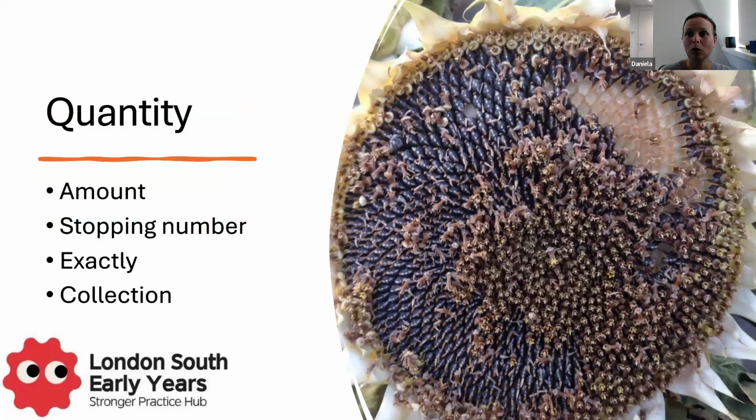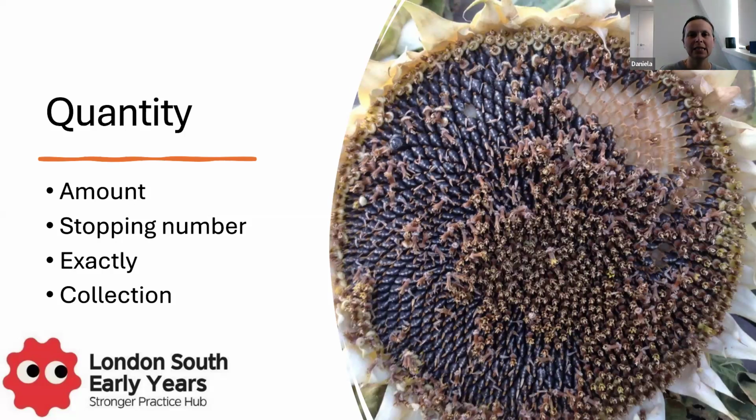So if you're talking about quantity, the types of words you want to be using will be words like amount, how many. You want to use amount as well because that is a really precise word that means the quantity, the exact quantity. You also want to teach the children that when you're picking out an exact amount of seeds, you've got to have a stopping number so you remember when to stop putting more seeds in your packet.